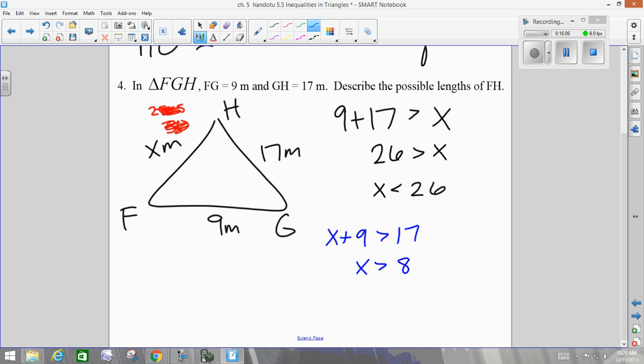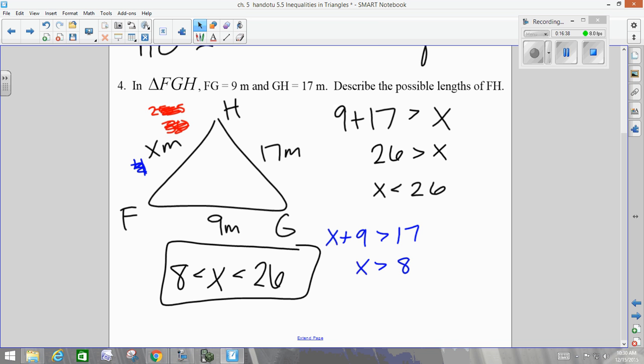So this sentence reads x is greater than 8. So if 17 is the longest side, then x has to be anything bigger than 8. If x is 9, what's 9 plus 9? Would that work? Okay. If x is 4, what's 9 plus 4? 13. Does that work? No. So the possible lengths of FH, x can be anywhere between 8 and 26.